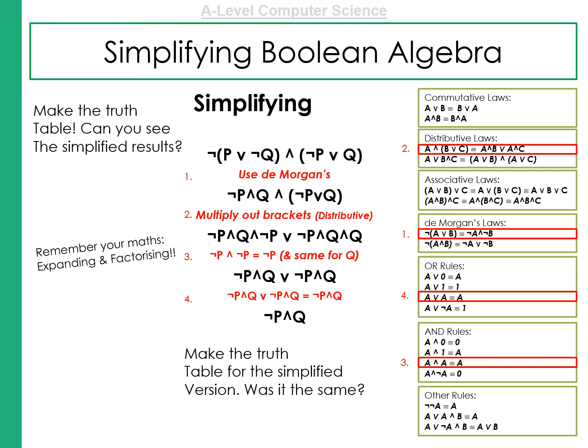Make the truth table for not P and Q. Does it give the same output?